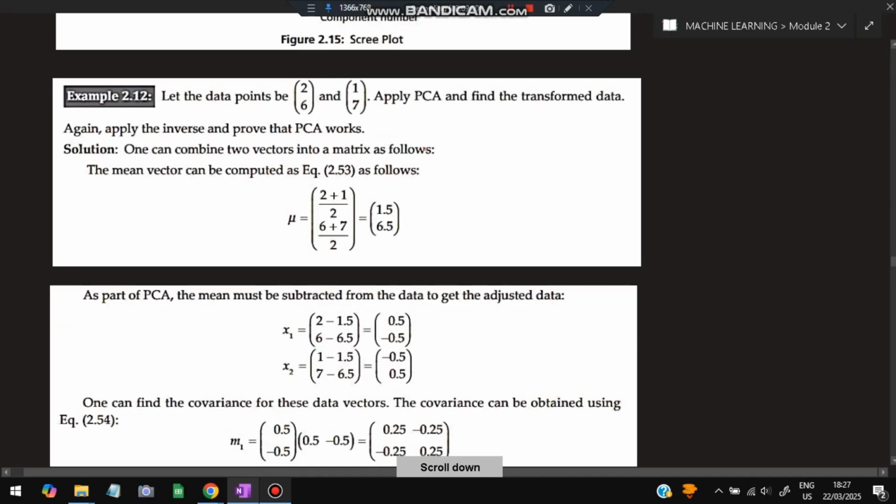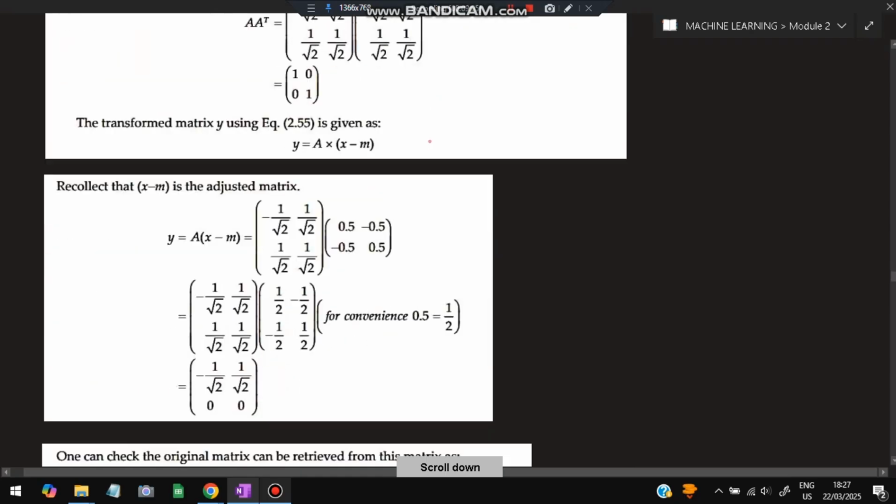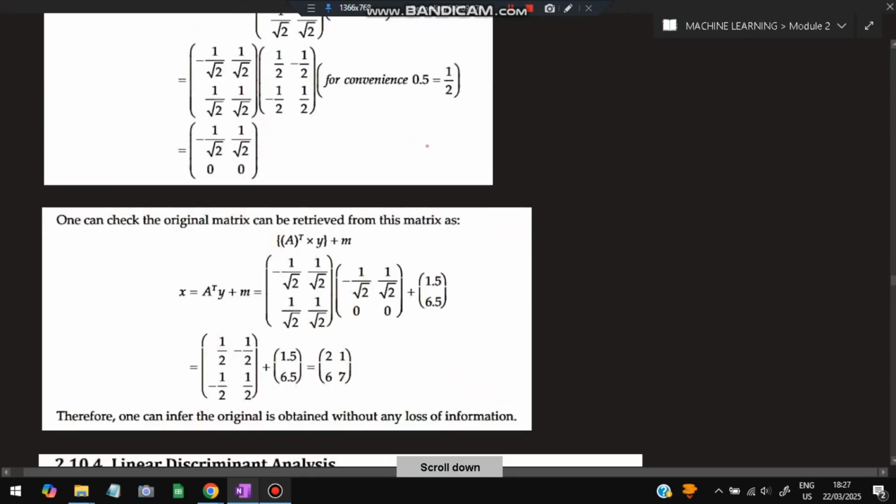And here is an example. If you are interested, you can go through it. The same thing I explained is there in numerical form. This will not be asked in the exam as such, it is just for your understanding.